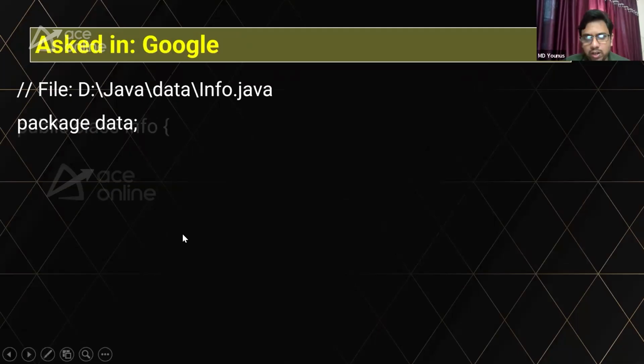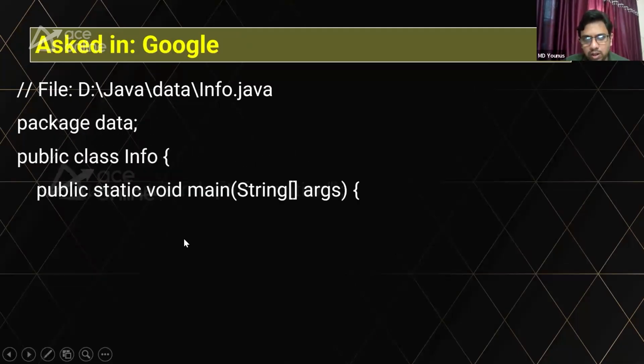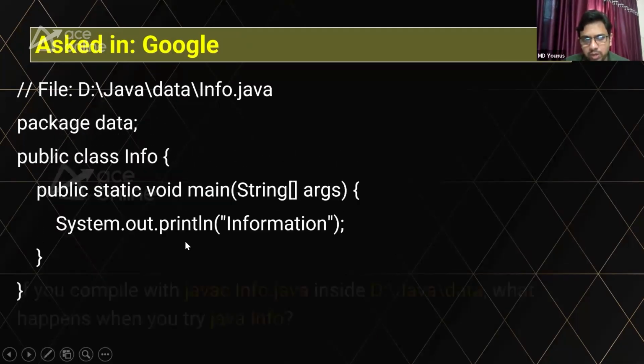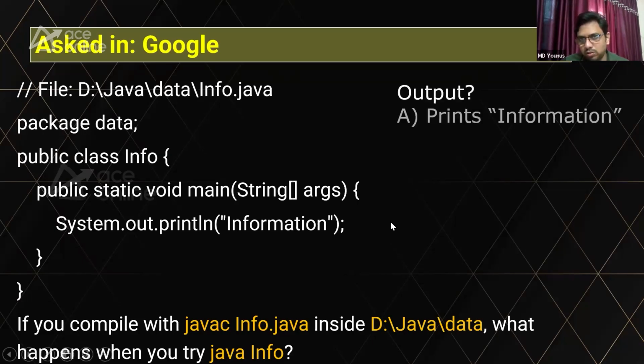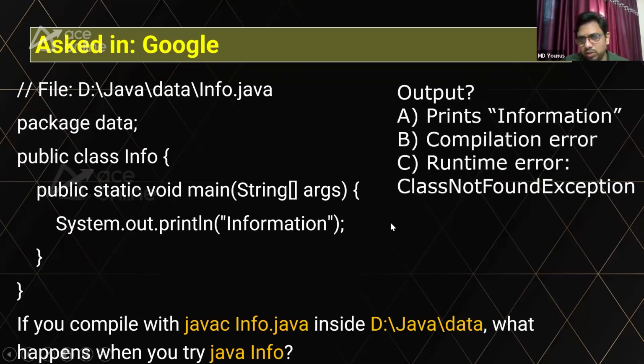Let's say we have an Info class in a package called data, and we have this main method. If you compile using javac Info.java inside the java/data directory, what happens when you try to run java Info? Options are... read the question carefully. And please answer this question as well.